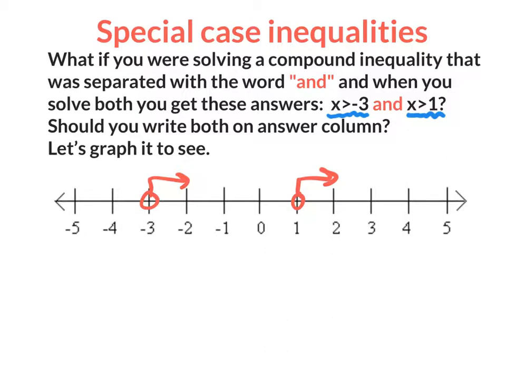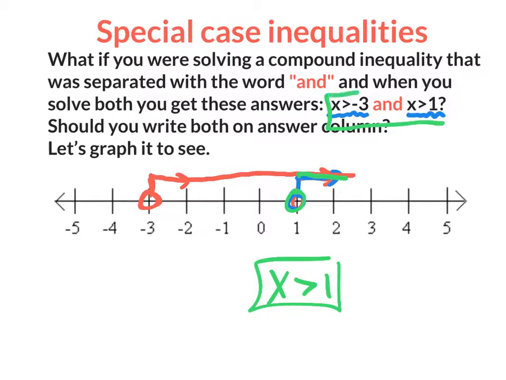So for the and, let's do this one in blue and this one in red. This is where the overlap is. So this would be the one that you write down as your answer. Does that make sense? I know that's confusing. Believe me, I stayed up last night thinking of how I could explain this. But this is your answer: x is greater than 1. You don't have to write both of them. Actually, you should not write both of them. The and implies the overlap piece. So it's just x is greater than 1.